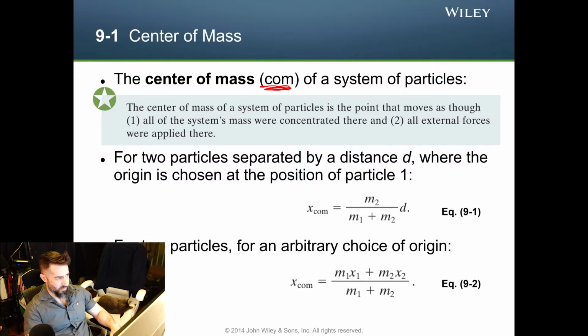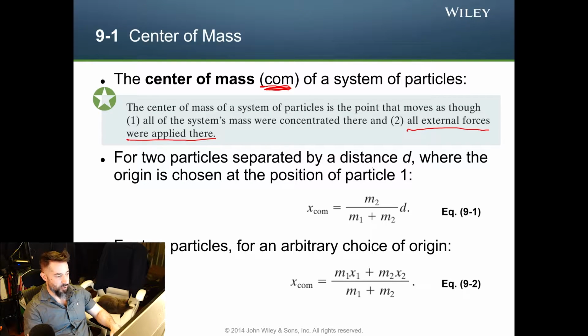But again, the little star things are usually pretty important. Center of mass of a system of particles is the point that moves as though, one, all the system's mass were concentrated at a single point, and two, all external forces were applied there. And this is going to become important later on for identifying what's going on inside and outside of a system.